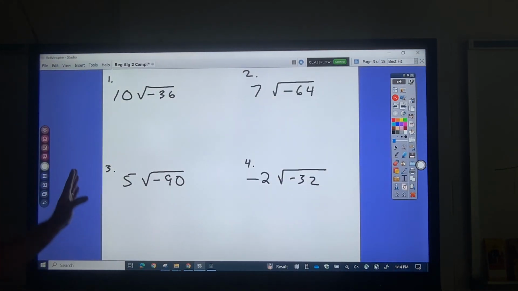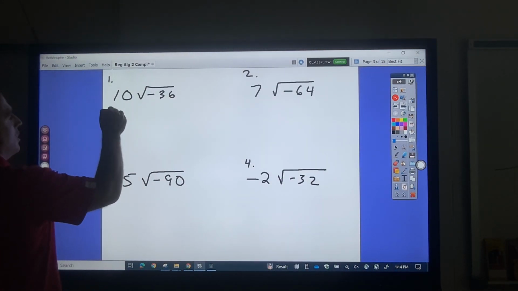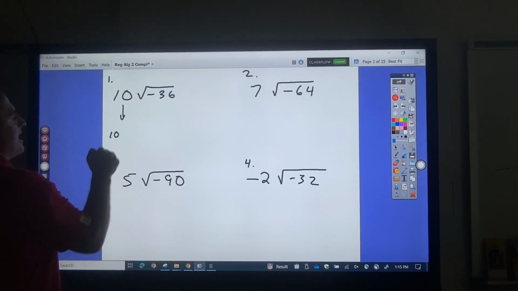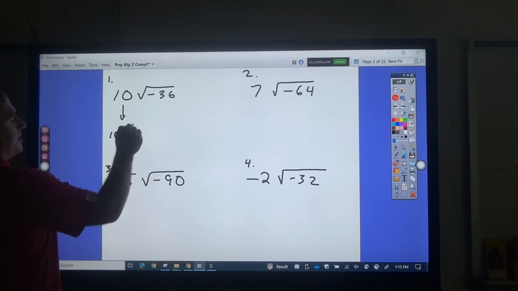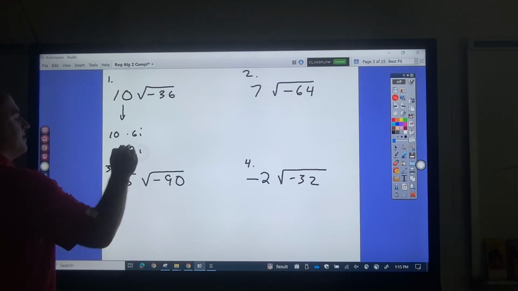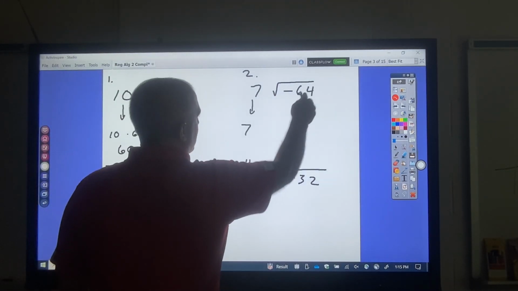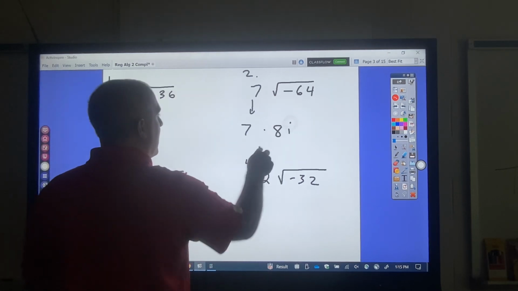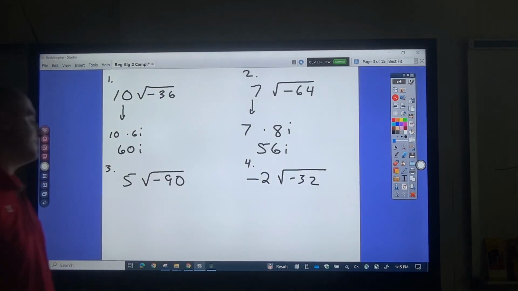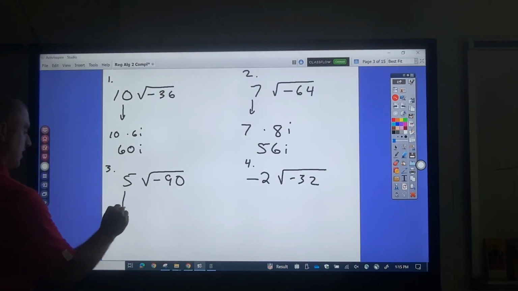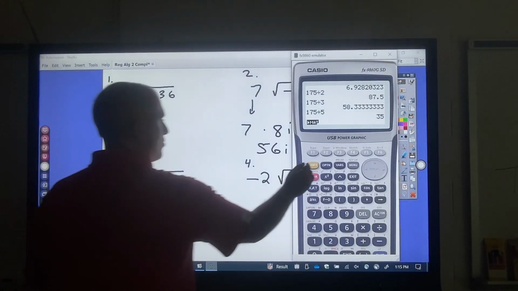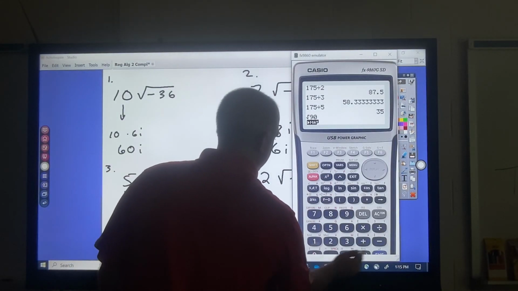Now let's talk about if you have numbers out front. What I'm going to do is that number automatically goes out front. This is going to be 6i, so I have to multiply that, which would give me 60i. This 7 would automatically come down. Since that would normally be 8, I'm just going to have an i with that, so it's going to be 56i.